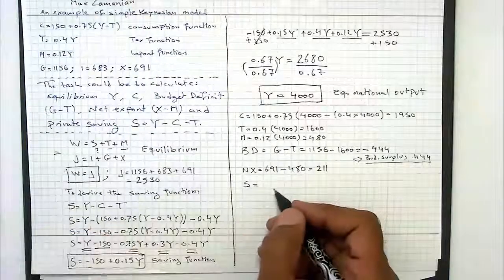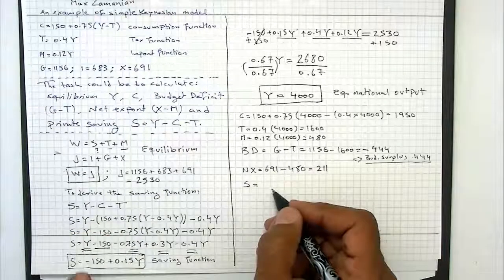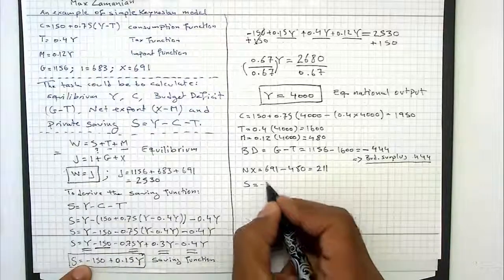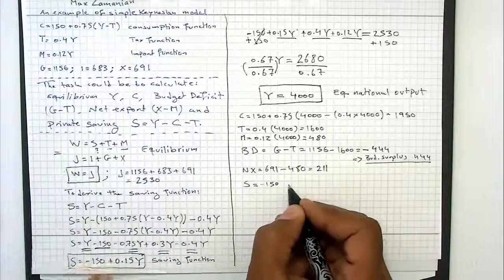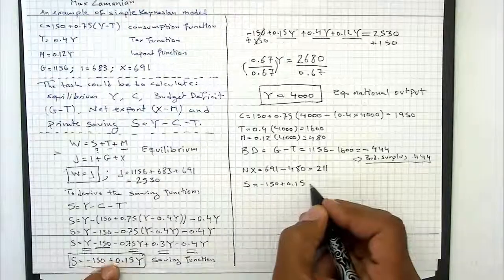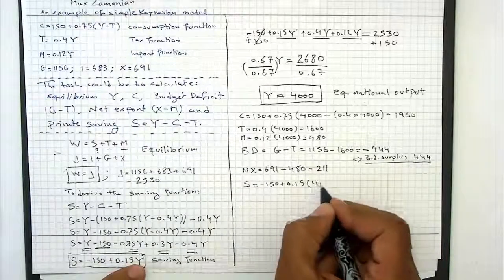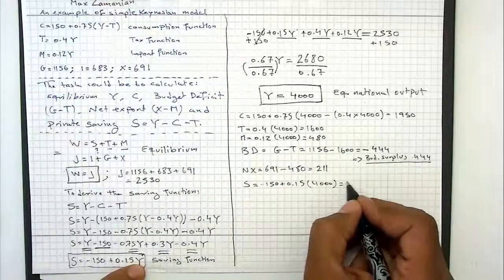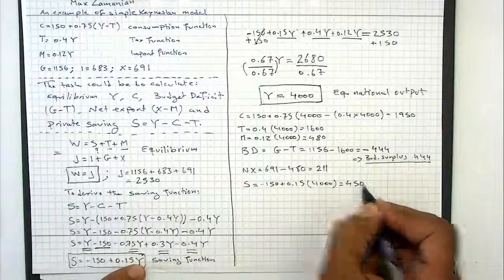And finally you have the saving function or private saving. Use the saving function. We had it here, for example, minus 150 plus 0.15 times equilibrium output, which is 4,000. That would be equal to 450.